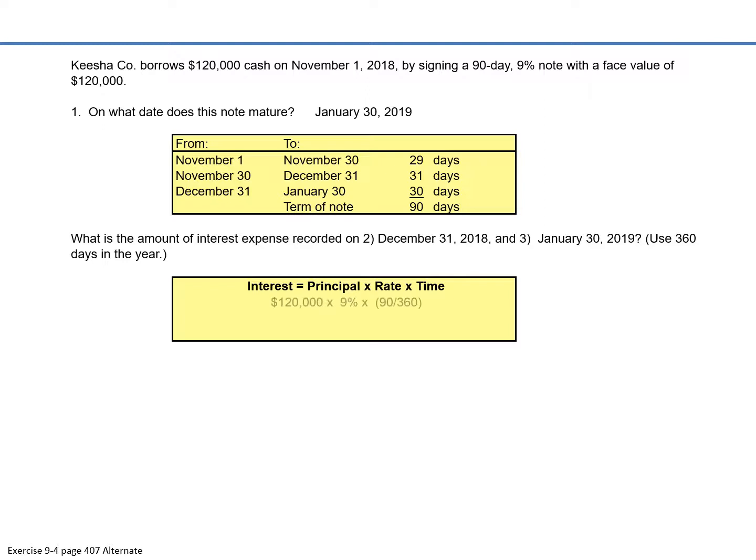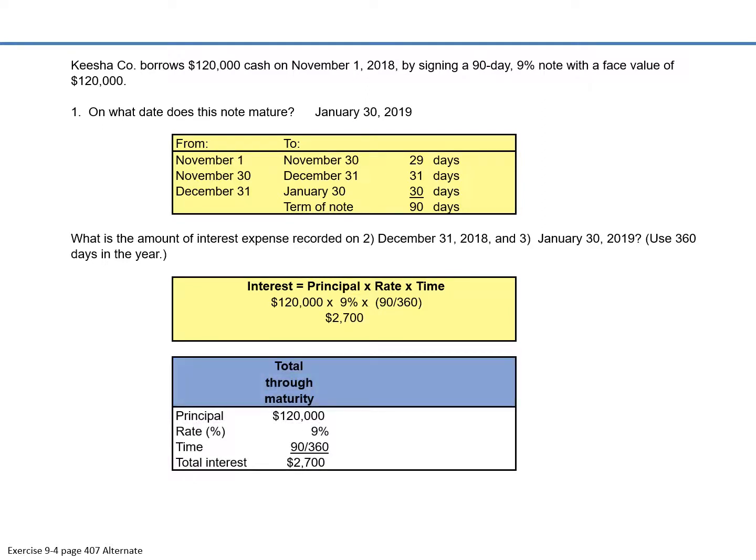All right, so let's see how you did on the interest. So we have 120,000 times 9% times 90 divided by 360. Let me make sure their math is right here. So that should be total interest of $2,700 split as follows. You've got 60 days in 18. So 120 times 9% times 60 divided by 360 is $1,800. And then in 19, you got 120 times 9% times 30 divided by 360, or $900.